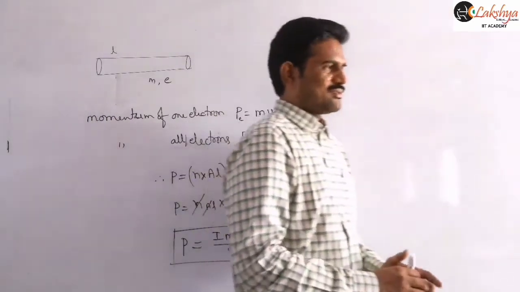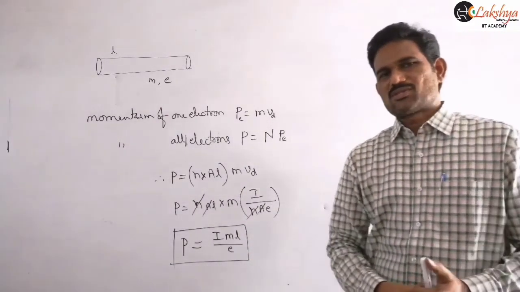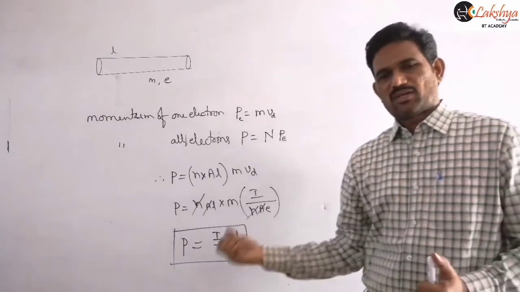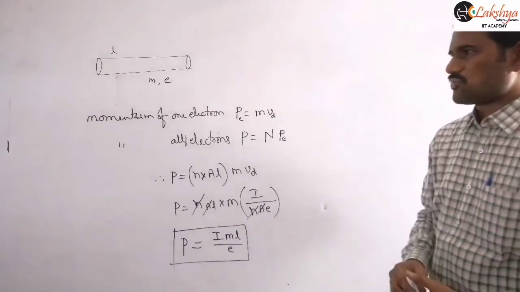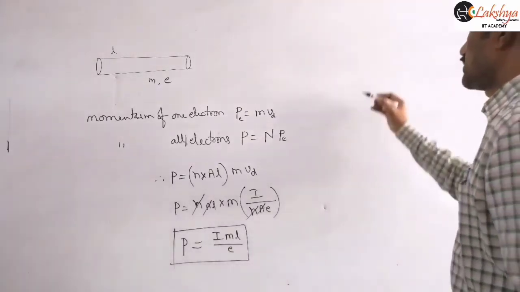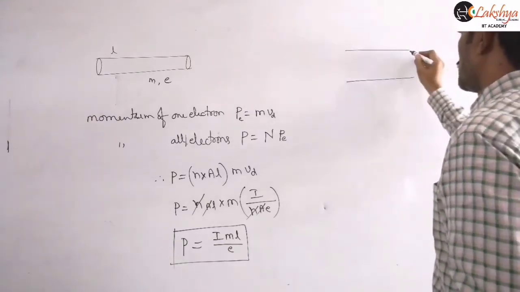They will give the numericals, some I value and L value, and you can substitute in this expression, right? So that is the momentum of electrons calculation. It's a previous Mains question only. And next, one more question is there like this: two conducting materials are joined here, having different, say, conductivities.